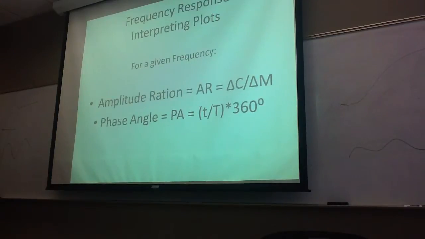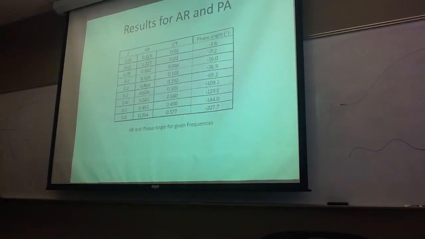And that brings us to this. This is how we interpret those plots. Once you have determined for each frequency your delta c, your delta m, and your t's, you can determine an amplitude ratio and a phase angle for each frequency. We did this for a variety of frequencies, and this is a brief table summarizing those results.